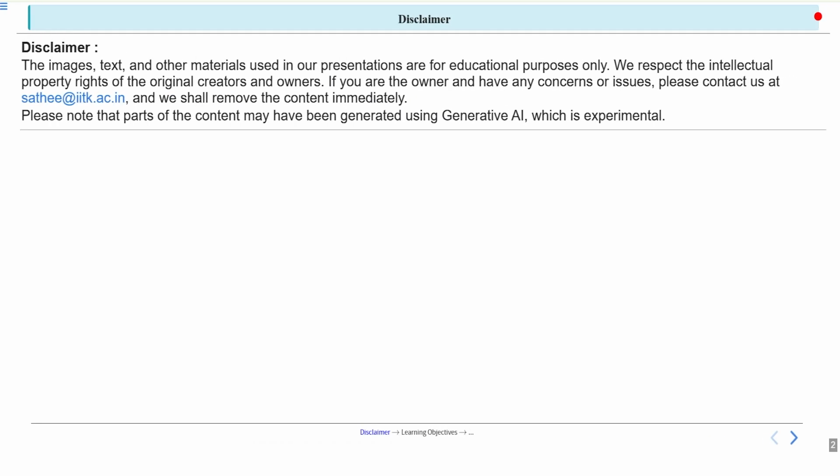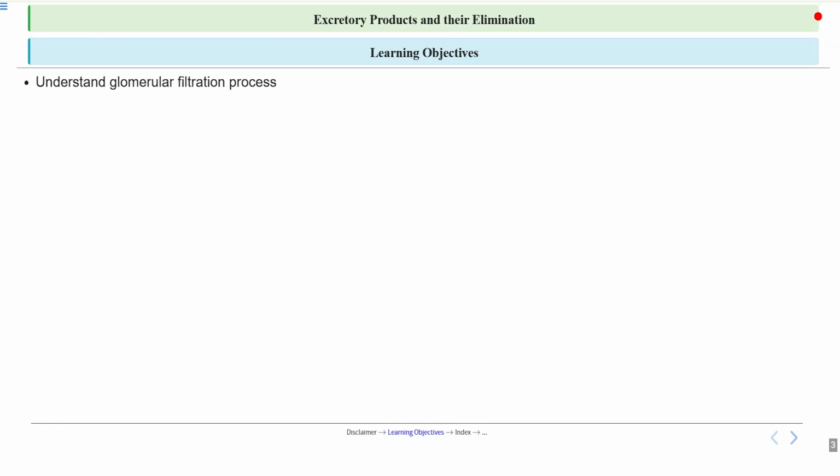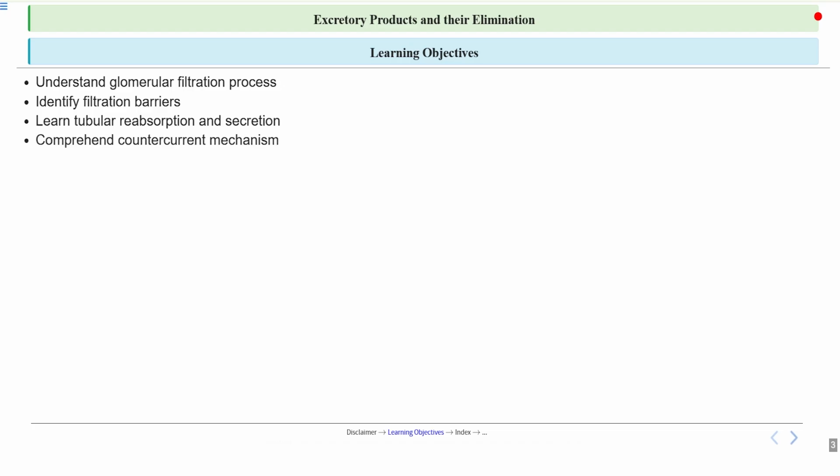So these will be our learning objectives for today. We will understand glomerular filtration process. Then we will identify filtration barriers. Then we will learn about tubular reabsorption and secretion. Then we will comprehend countercurrent mechanism. So these will be our learning objectives for today.